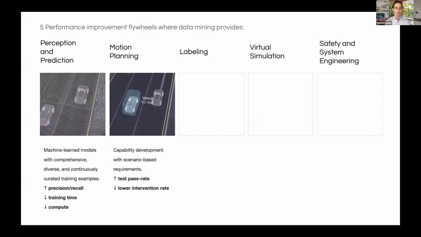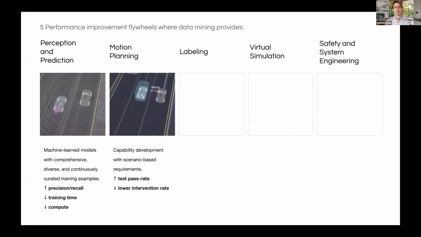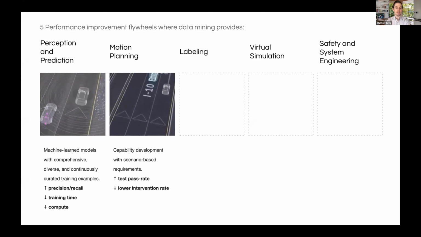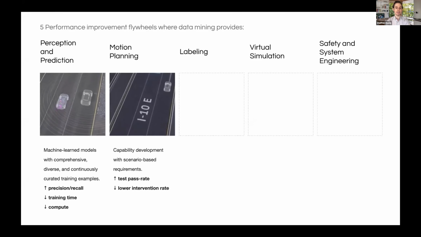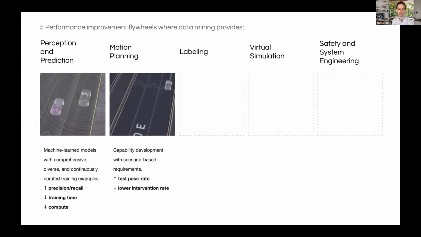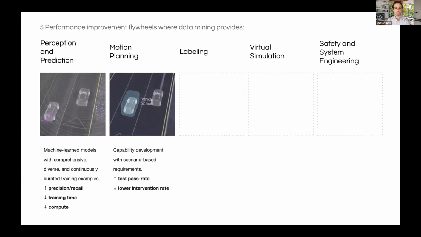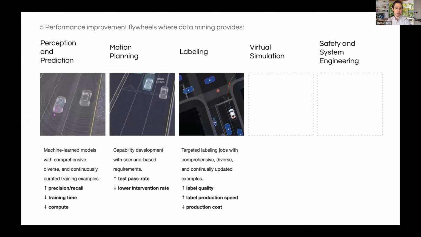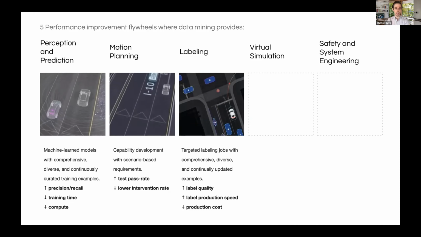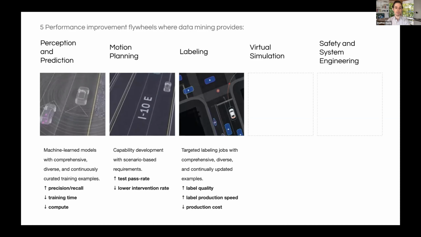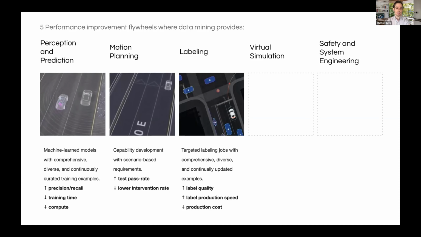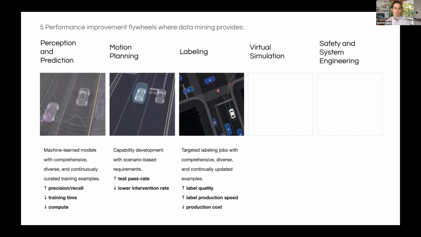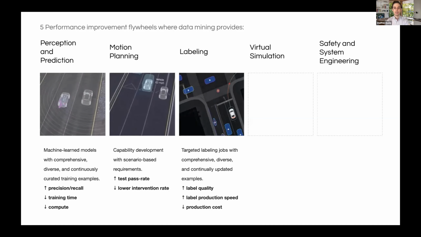compute. Second, we're going to be looking at how data mining provides for motion planning capability development with scenario-based requirements. This has the effect of increasing test pass rate and lowering interventions rate. Third, we're going to be looking at how data mining provides for labeling, targeted labeling jobs with comprehensive, diverse, and continually updated examples. This has the effect of increasing label quality, increasing label production speed, and decreasing production cost.